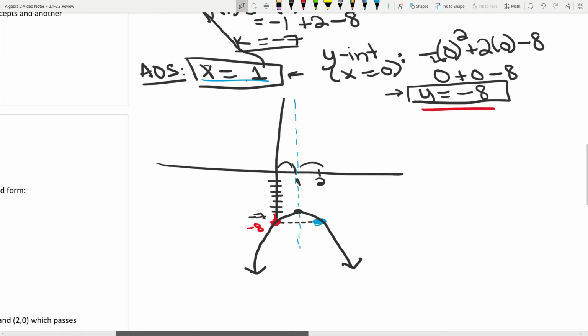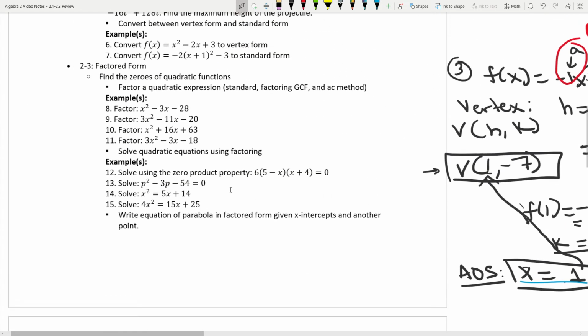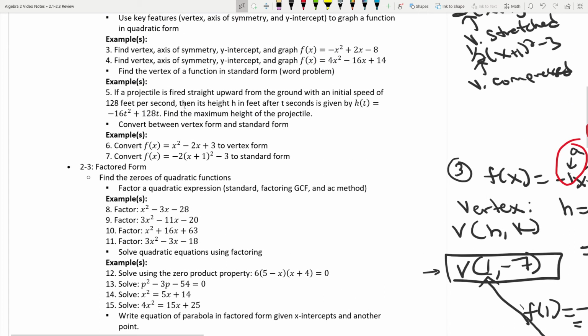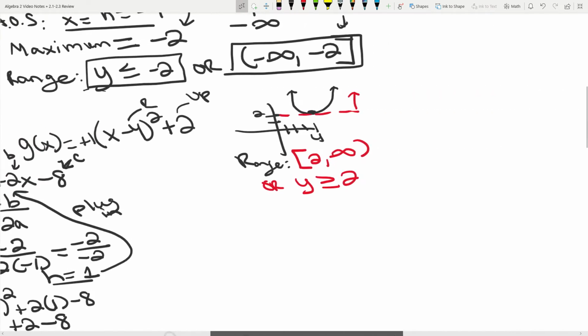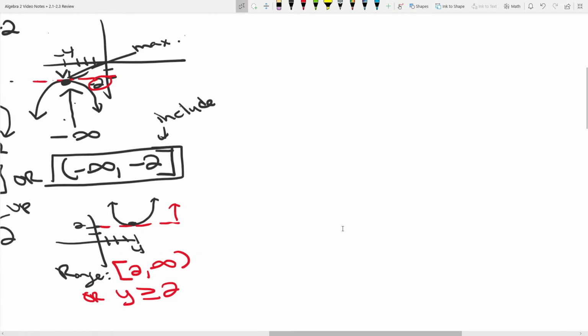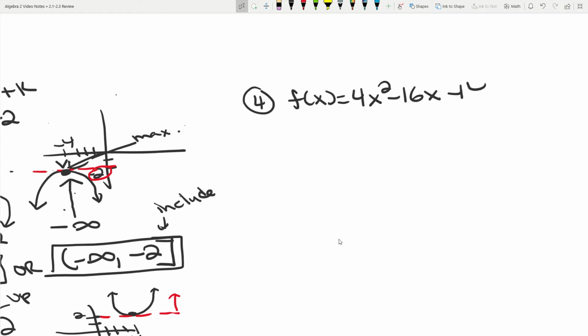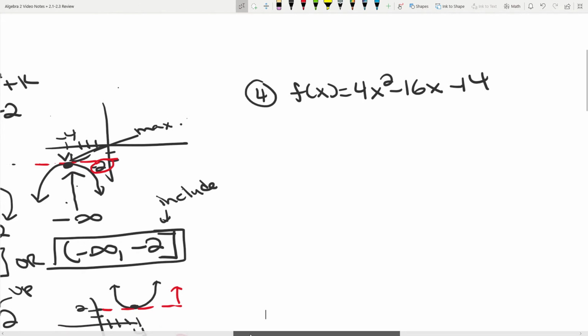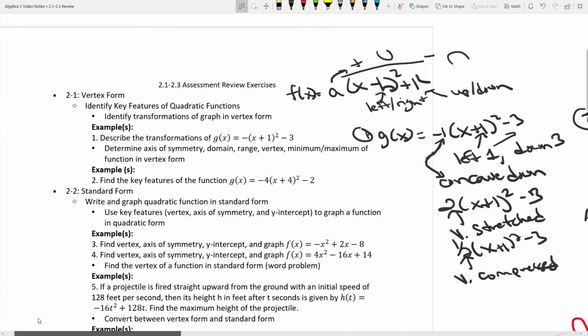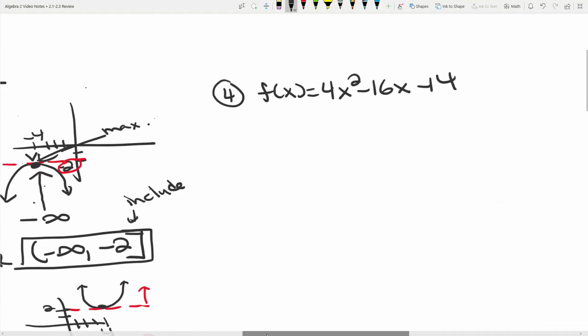Okay, so we're going to do the same thing, but for number 4. So we have 4x squared minus 16x plus 14. Okay, so let's do it over here. This is a plus 14 right here.